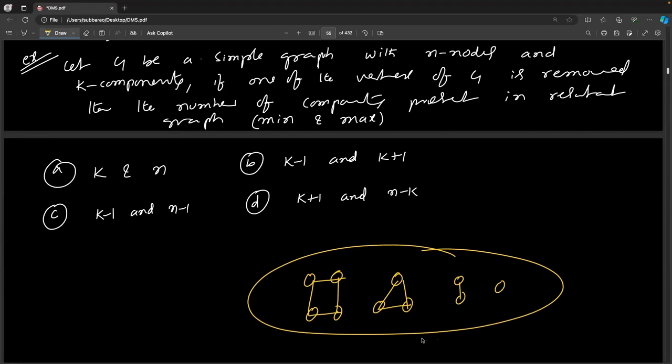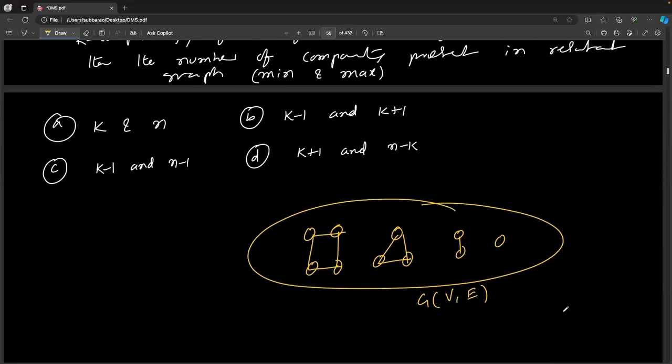This graph contains how many vertices, how many edges? Vertices are, I think, 4 plus 3, 7. 7 plus 2, 9 plus 1, 10 vertices. Edges, if you see, 4 plus 3, 7 plus 1, 8. And components, how many? This graph contains how many components? K value 4. Now see what happened.